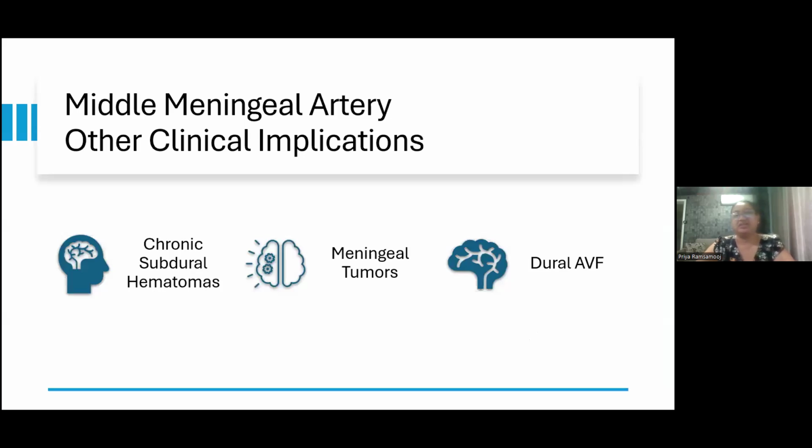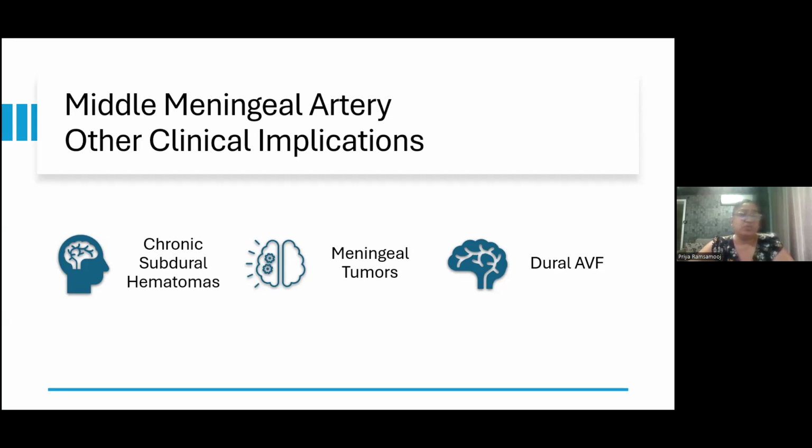I included this because I thought it was very useful knowledge. As we're discussing the middle meningeal artery, there are other clinical implications in the form of chronic subdural hematomas, meningeal tumors, and dural AVFs. Now, we know with chronic subdural hematomas, we tend to have membranes forming because of the inflammatory response caused by residual blood. These membranes are also stimulated by angiogenic factors that stimulate neoangiogenesis, which results in formation of fragile microcapillaries, leading to a higher recurrent risk of bleeding.